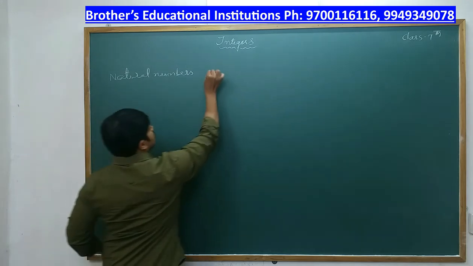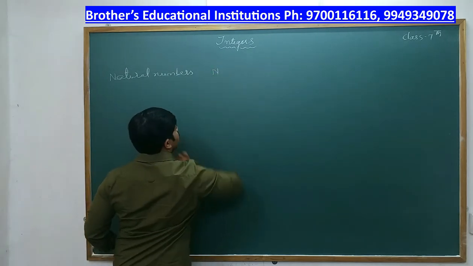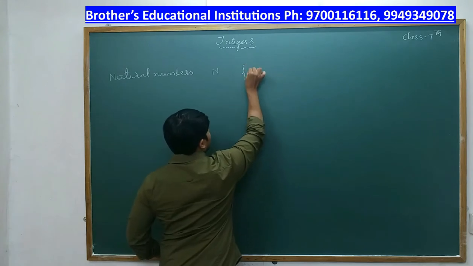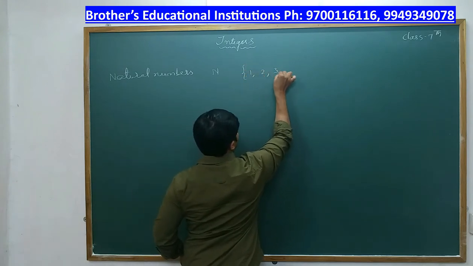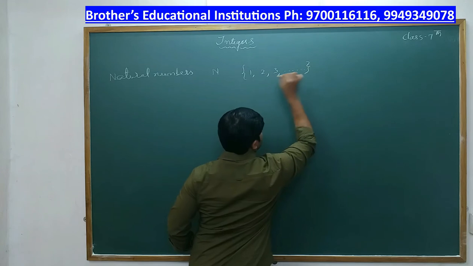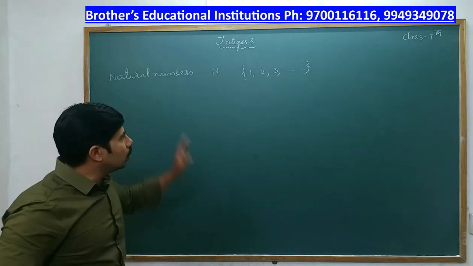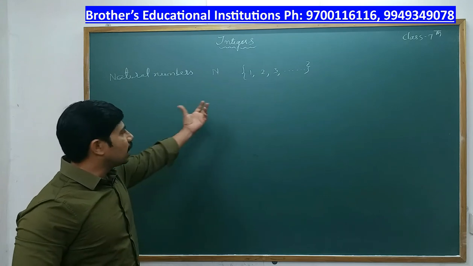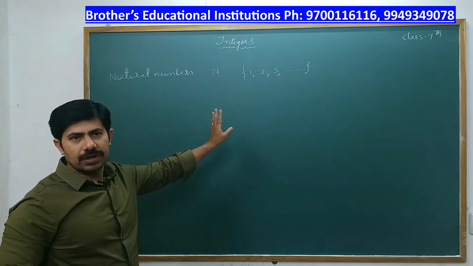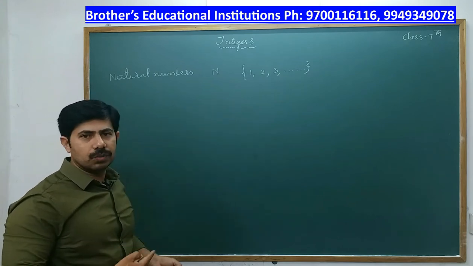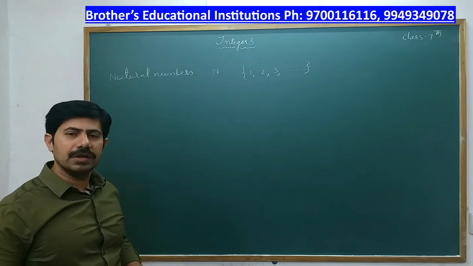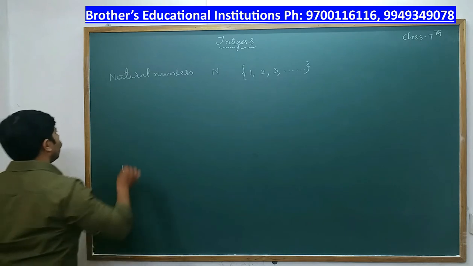Natural numbers are denoted by the letter N. The numbers which we use in counting are natural numbers: 1, 2, 3, 4, 5, 6, 7, 8, 9, 10 and so on to infinity. Many numbers are there after that. So these are the set of natural numbers. It starts with 1. The smallest natural number is 1 and the biggest we can't say, it is infinity, it goes on. And then we have whole numbers.